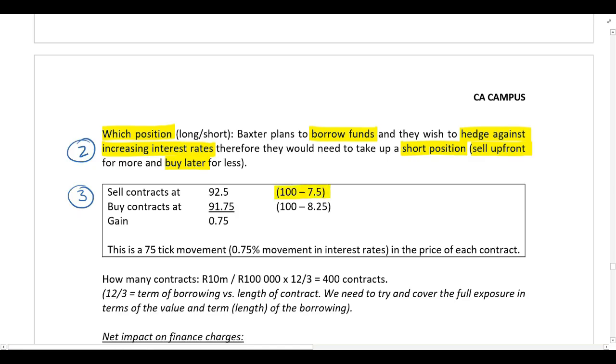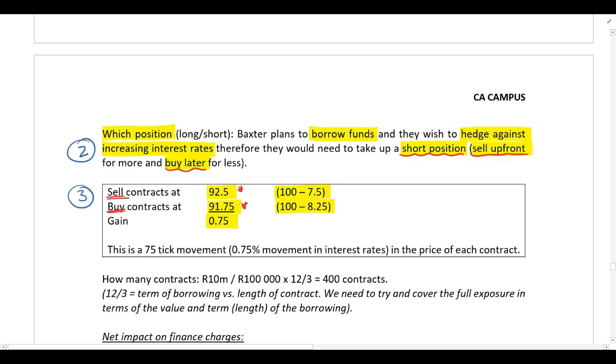Now the contract is going to be priced at 92.5. 100 minus the yield of 7.5 gives me 92.5. And 3 months from now, the contract is going to be priced at 100 minus 8.25, giving me 91.75. Now remember, we said taking up the short position means that I sell now and I buy later. So I'm going to sell now for 92.5 and I'm going to buy later, or buy in 3 months' time, for 91.75. So you can see I'm selling for more than what I'm buying at. So we have a gain of 0.75 on this futures contract.